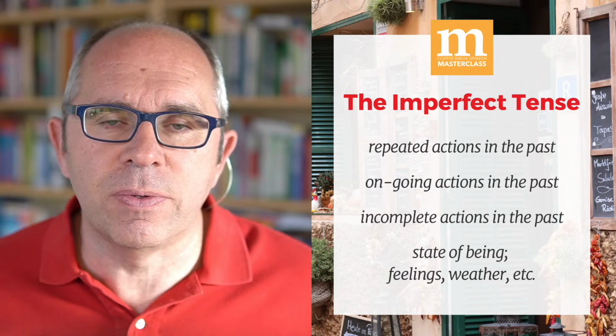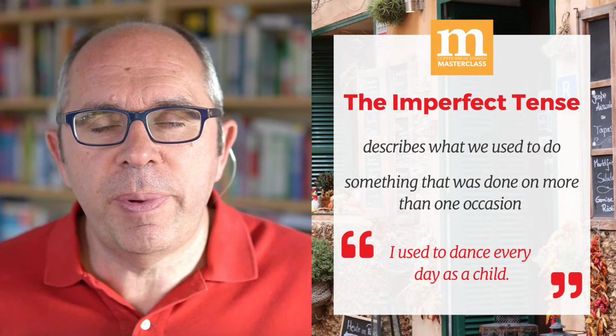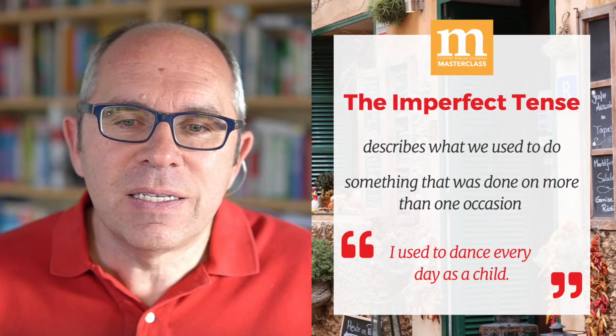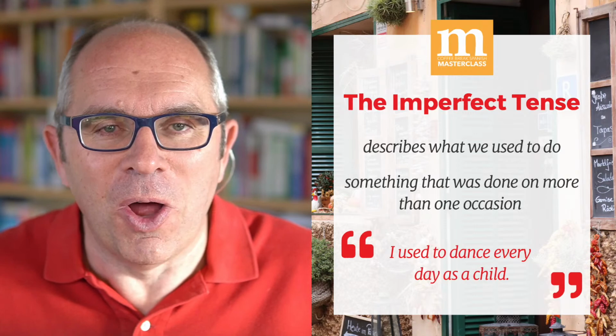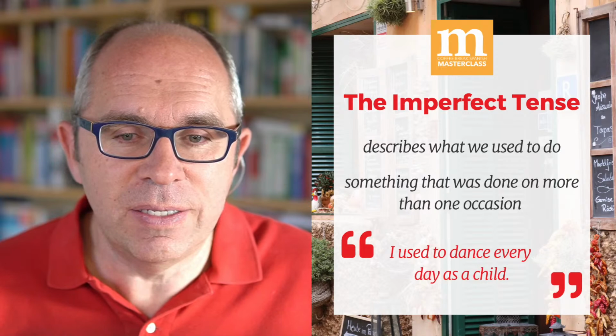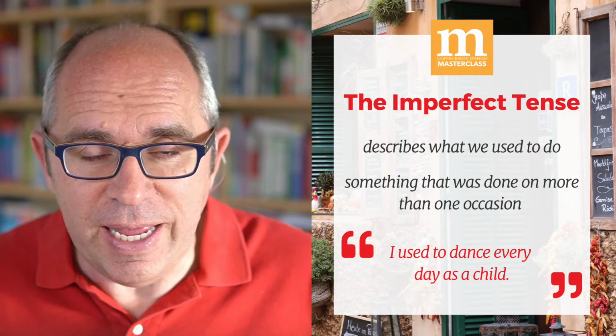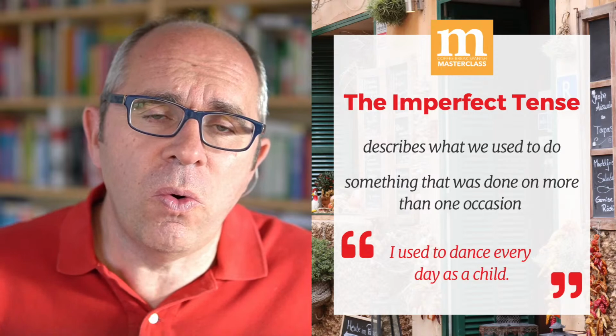So first of all, the imperfect tense describes what we used to do. My father used to live in Buenos Aires, something that was done on more than one occasion. So obviously living is something that is an ongoing thing, living in Buenos Aires. Or our example here, I used to dance every day as a child. So I used to dance every day as a child. This means that every day on a regular basis, I used to dance. So it describes what we used to do. That's number one use of the imperfect tense.